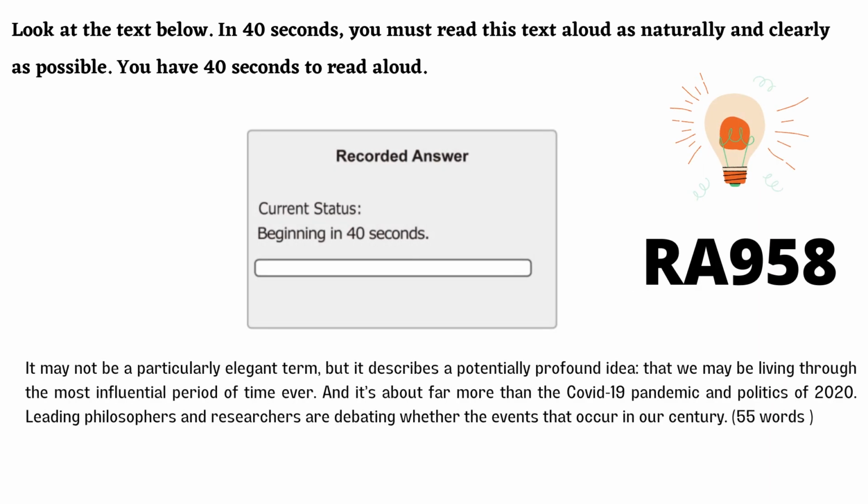It may not be a particularly elegant term, but it describes a potentially profound idea, that we may be living through the most influential period of time ever. And it's about far more than the COVID-19 pandemic and politics of 2020. Leading philosophers and researchers are debating whether the events that occur in our century.